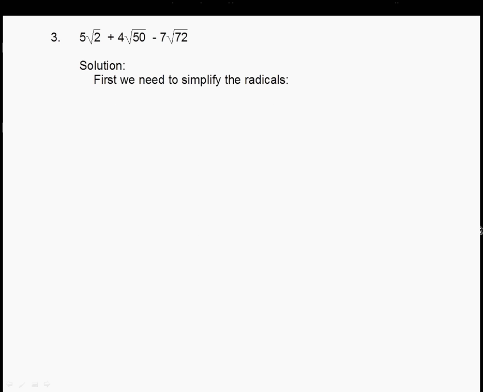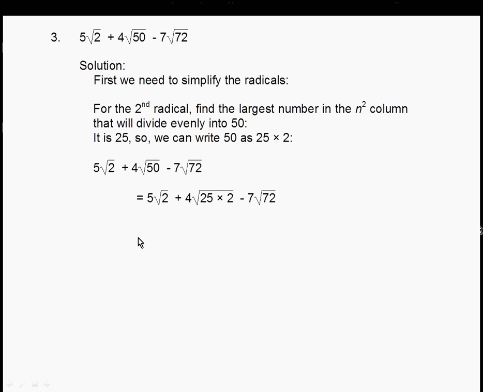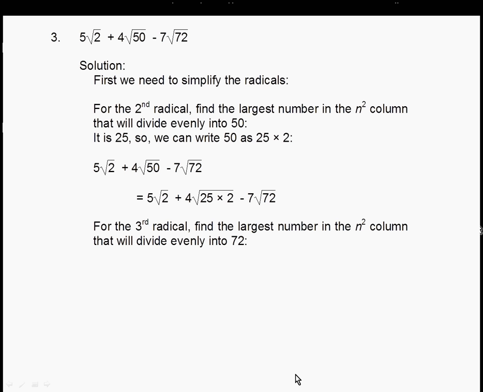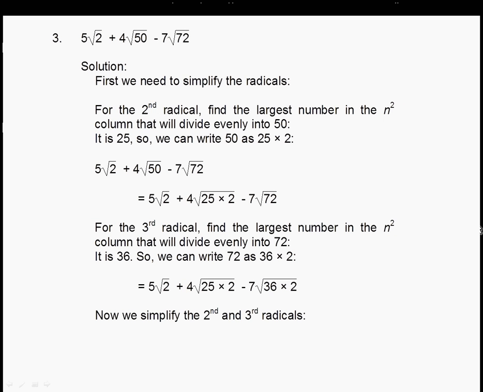So we just go to simplify our radicals. For the second radical, the largest number in the n squared column that would divide 50 is 25. So again, I write 50 as 25 times 2. There's my perfect square. So far I have 5 square root of 2 plus 4 times square root of 25 times 2, and now let's work on the 72. For the third radical, find the largest number in the n squared column that would divide evenly into 72. It's 36, and 36 times 2 is what I'm going to replace the 72 with. So I now have a perfect square, a perfect square. Now we're going to simplify the second and third radicals.